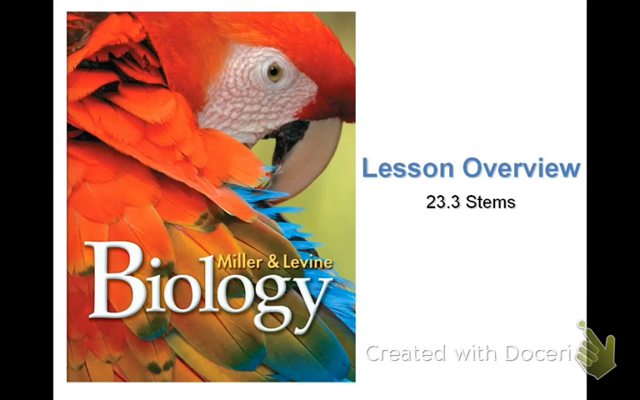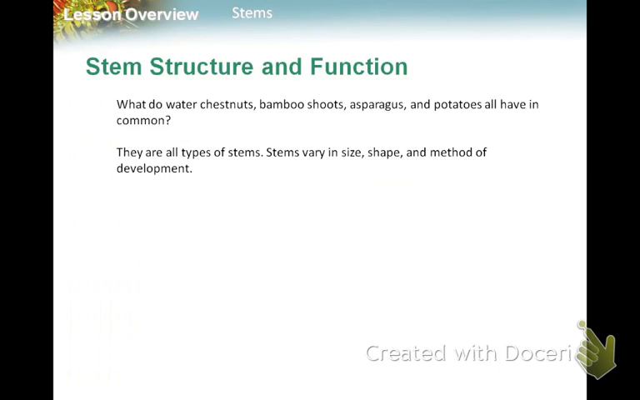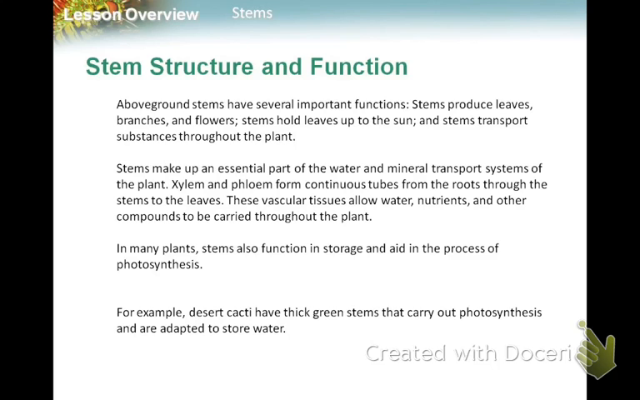23.3 is about stems. All of these foods are examples of stems. Stems vary in size, shape, and how they develop. Potatoes are actually underground.